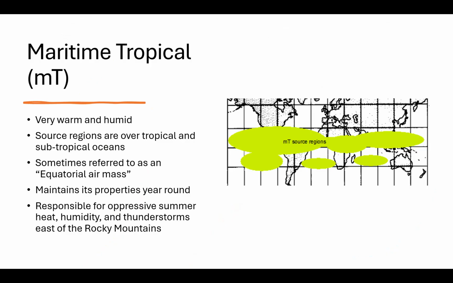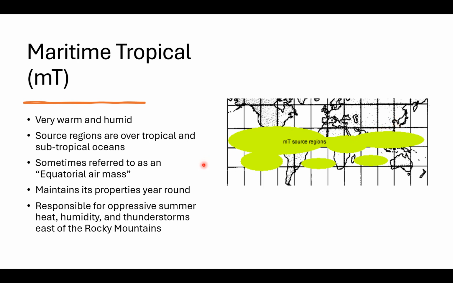Maritime tropical air. Now let's talk about this air mass. It's very warm and humid. Notice how it's abbreviated with a lowercase m for maritime and a capital T for tropical. But this is a very warm and humid air mass. This air mass is what makes it feel so muggy along the east coast of these continents, these areas here. East coast of North America, the east coast of Asia.